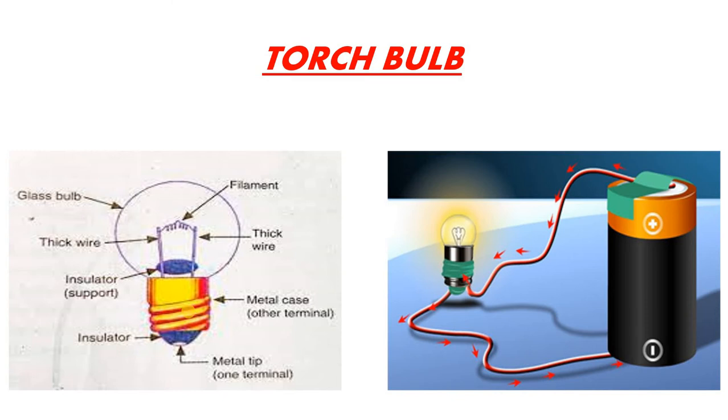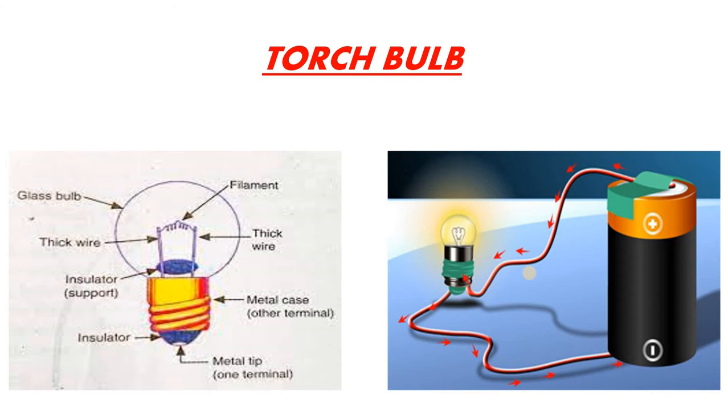Now, when the two terminals of the cell are connected to the two terminals of the torch bulb by using wires, as you see here, then what happens? The electric current passes through the filament of the bulb, and then it starts glowing and gives off light.